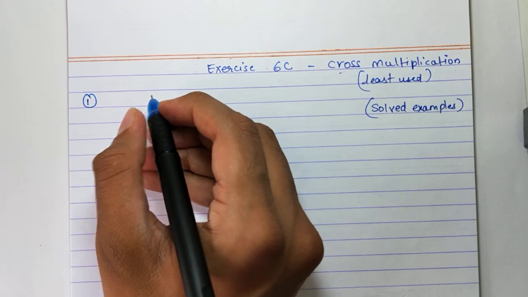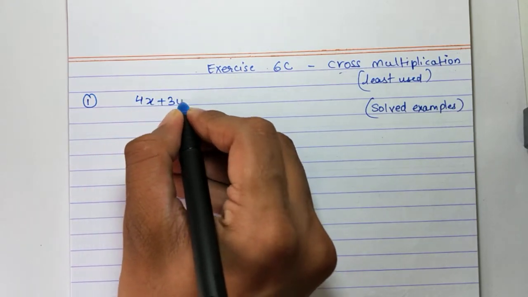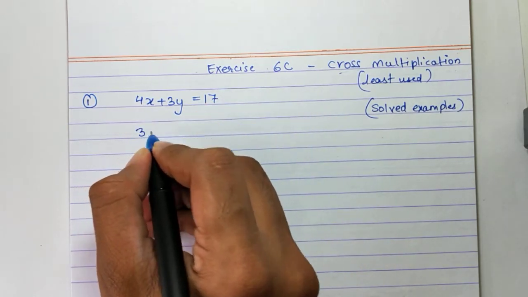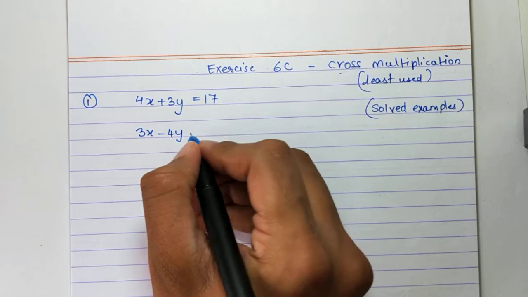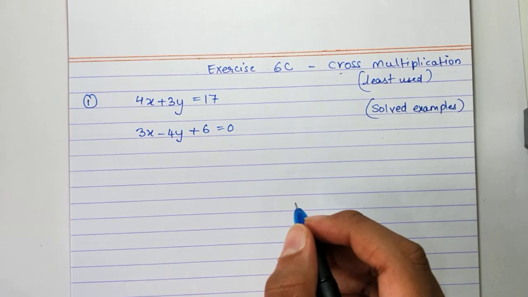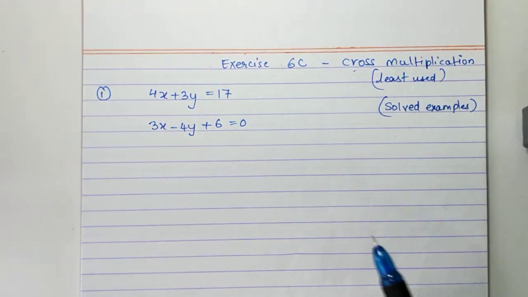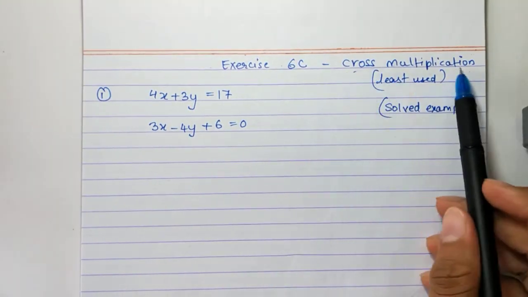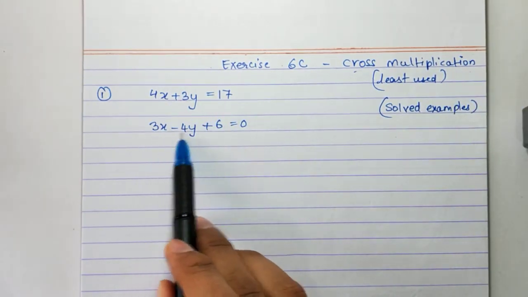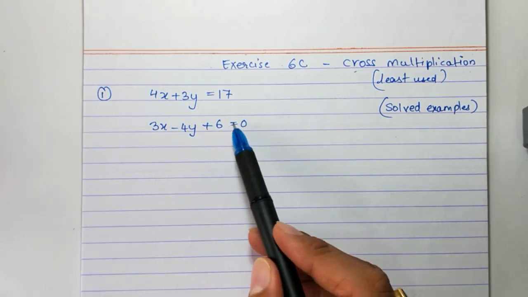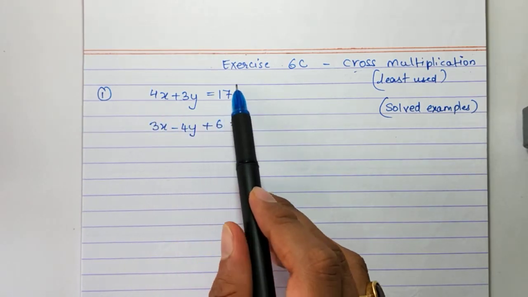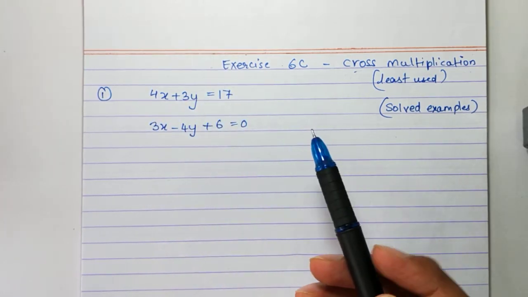Now let's do the first question. Mind it that this method is very different from all the other methods. It has its own set of steps and its own way to find the solution of x and y. In the cross multiplication method, the question must be in this form, which means after the equal to sign you should have 0. In this equation, after the equal to sign I have 17, so I will shift this 17 to the left hand side.